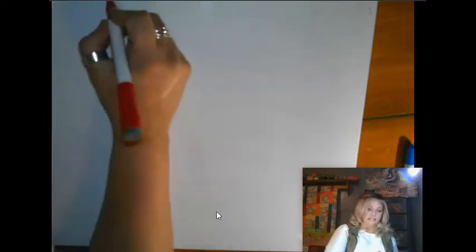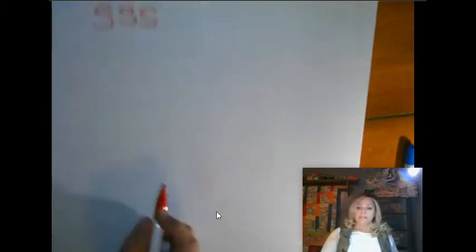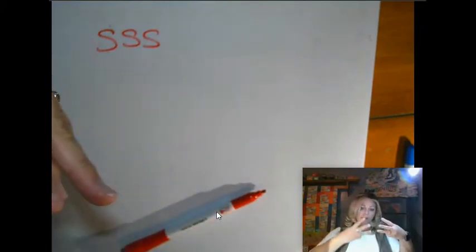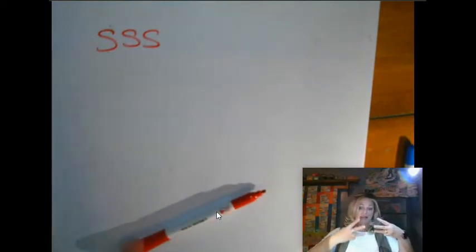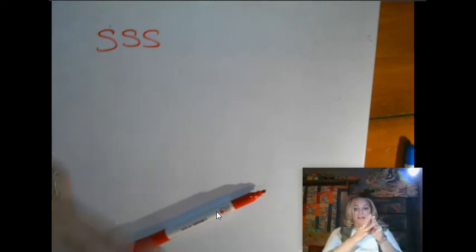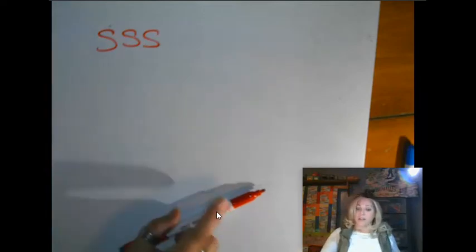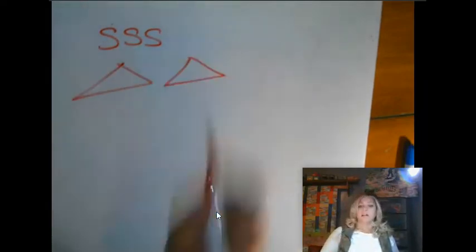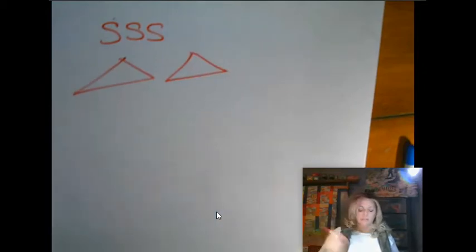Let's start with the one that most students find the easiest. We're going to start with side, side, side. What that means is if you have 3 sides on one triangle exactly the same as 3 sides on another triangle, all 3 of those are the same, side, side, side, then the 2 triangles are congruent. So let me give you an example. And of course, my drawings are not going to be beautiful, so just kind of accept it.